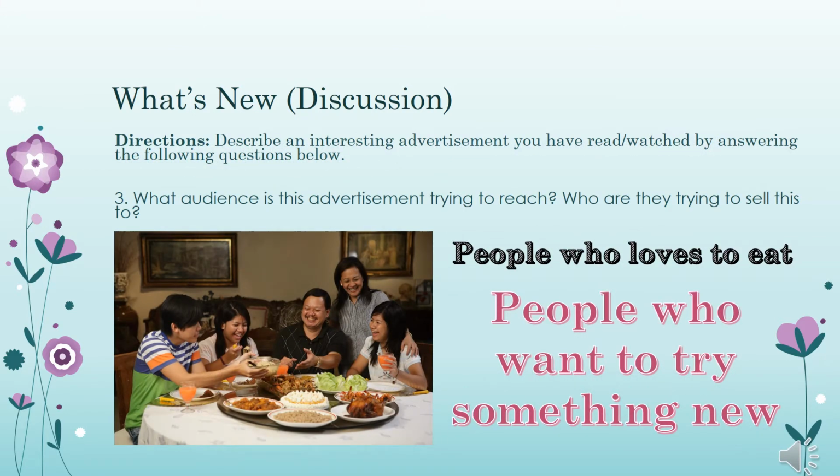Question number 3, what audience is this advertisement trying to reach? Who are they trying to sell this to? My answer, people who love to eat, or maybe a family who loves to eat together, and people who want to try something new. Remember, our traditional lechon manok usually goes with a sauce. You even buy or pay extra to get that sauce. Okay, but Chooks to Go presented something that is outside the box, meaning it is not traditional. So people will be kind of intrigued as to how this chicken will taste.